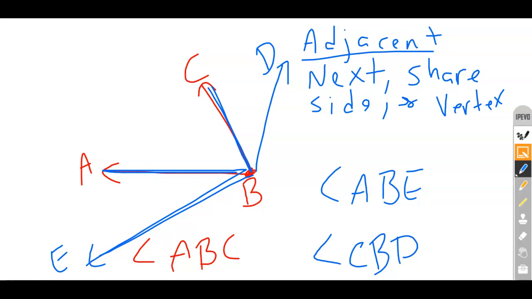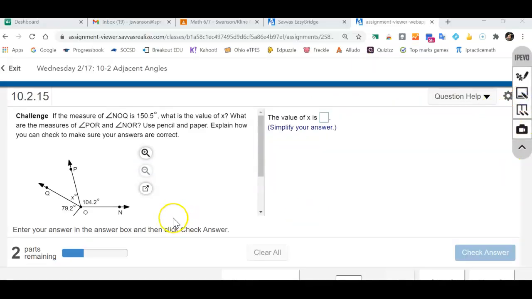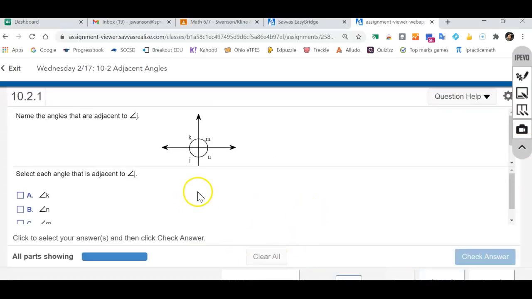We're talking about all our angles. Today we're going to be looking at adjacent angles. They have to be sitting next to the given one, and share a side and a vertex. So let's look at a couple examples. We'll go back to the beginning here.